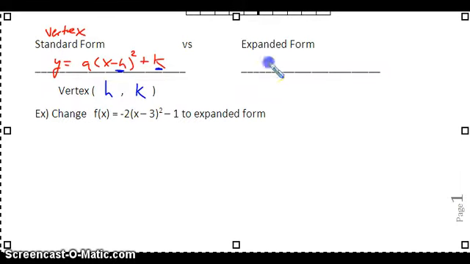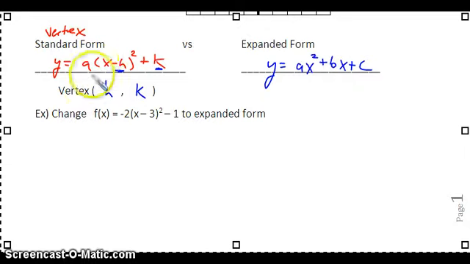Expanded form is when we actually take the time to FOIL this binomial, multiply in the a, and then combine the k with its like term. So you'd end up getting ax squared plus bx plus c. Okay, that's the expanded form.